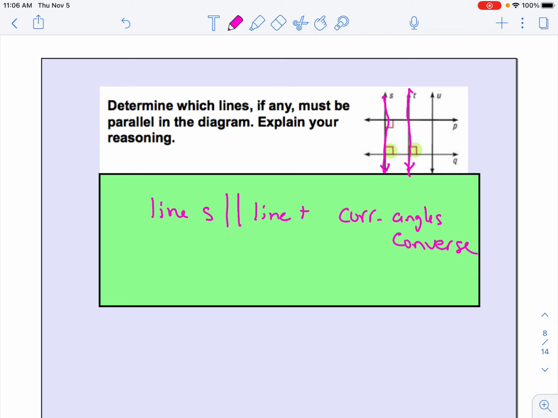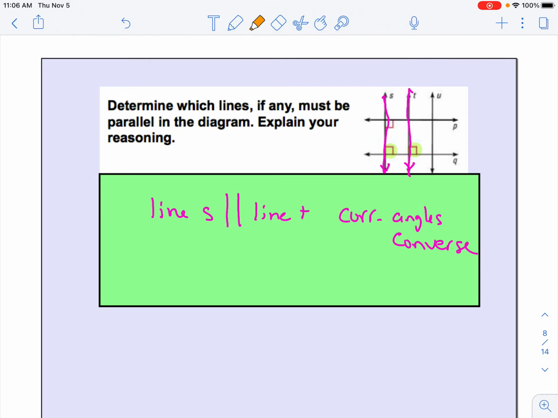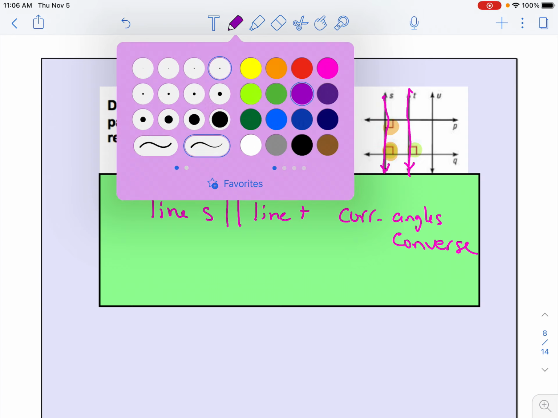Now, if you look at these two, so now if we look at this angle, we can see that they are both perpendicular to the same line right here. So they're both perpendicular to this same line right here.